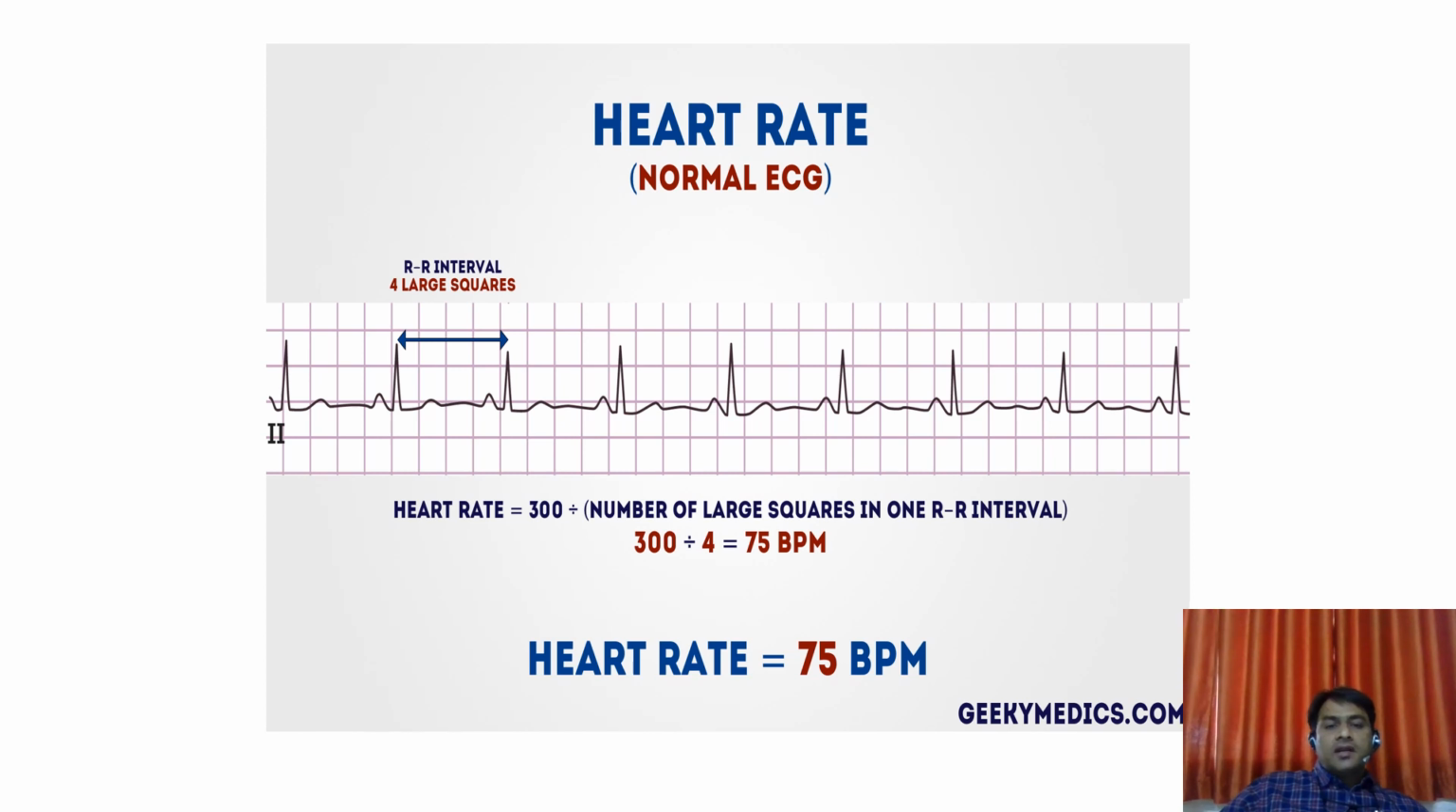How to calculate the heart rate? To calculate the heart rate, there is a formula. Heart rate is equal to 300 divided by the number of large squares in one RR interval, or heart rate is equal to 1500 divided by the number of small squares in one RR interval. That is the heart rate.